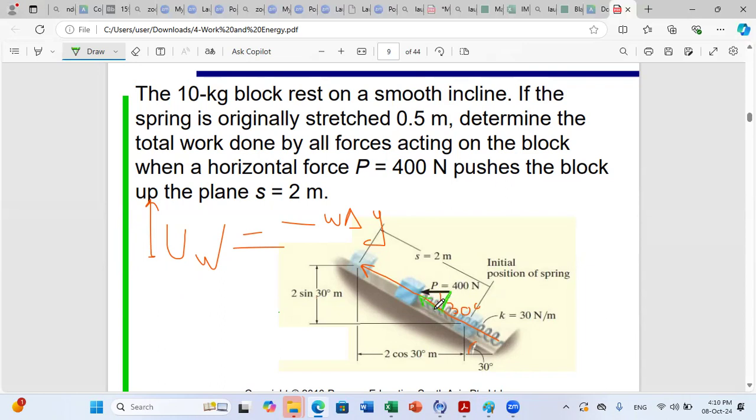Okay, so only this component of P, which is P cosine 30, will do work, while the second component, which is P sine 30 here, will not do any work because it's perpendicular to motion. So you say since magnitude and angle are constant, no need to integrate, and since P sine 30 is perpendicular to motion, no work. This is the only component doing work. After you project P along the direction of motion, what is the displacement along this direction? It's 2 meters. So the work is P cosine 30 times delta S, and delta S is equal to 2.